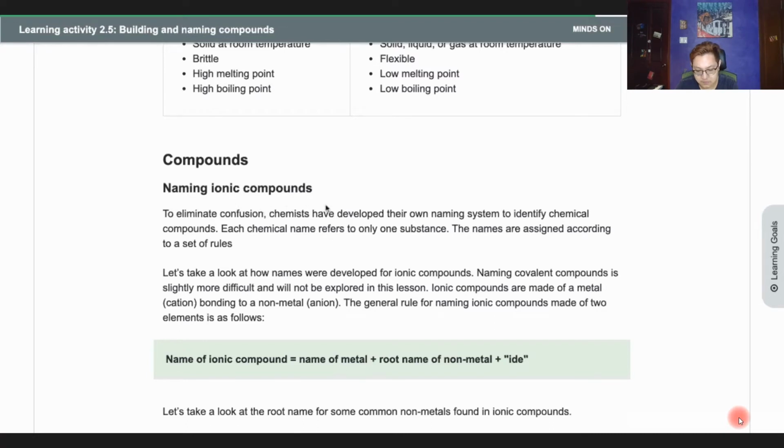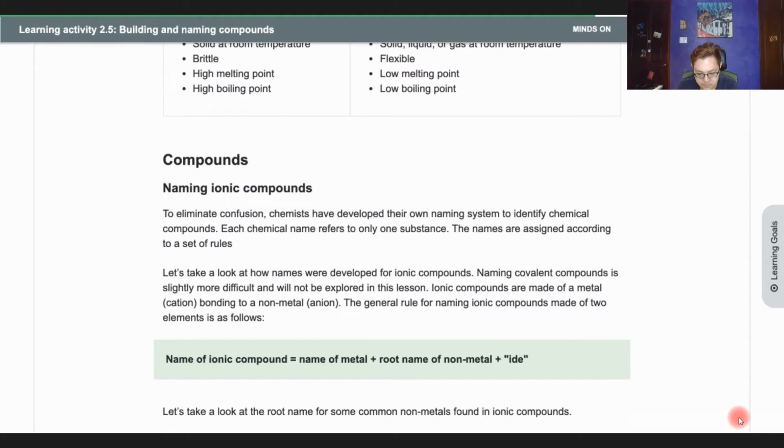Naming ionic compounds. To eliminate confusion, chemists have developed their own naming system to identify chemical compounds. Each chemical name refers to only one substance. The names are assigned according to a set of rules. Let's take a look at how names are developed for ionic compounds. Naming covalent compounds is slightly more difficult and will not be explored in this lesson.